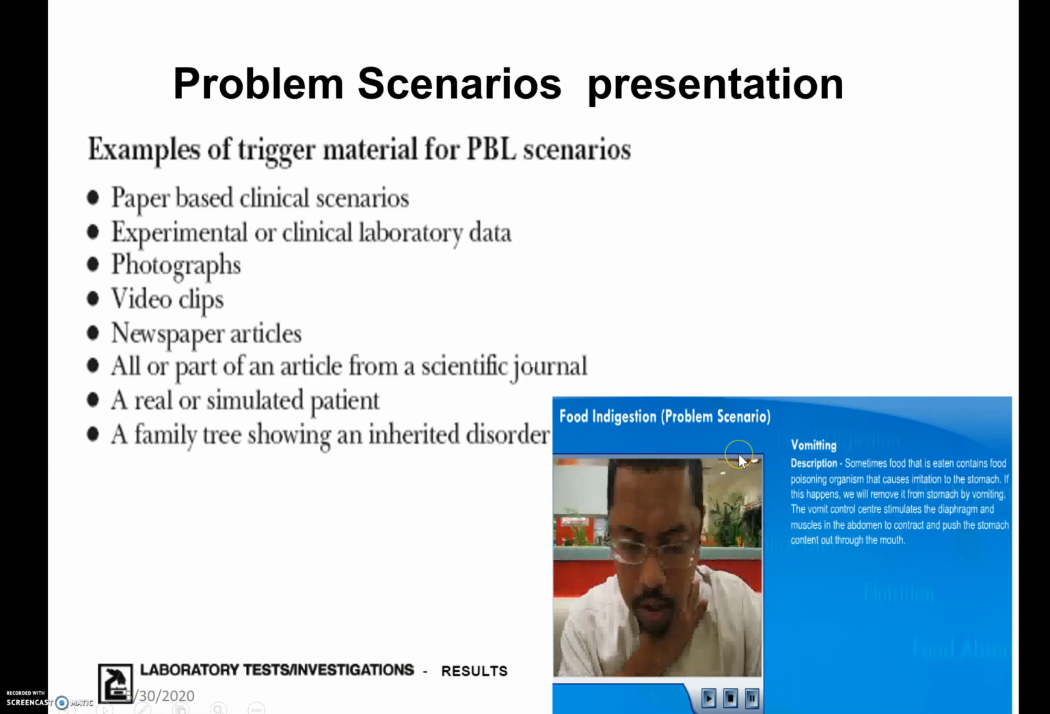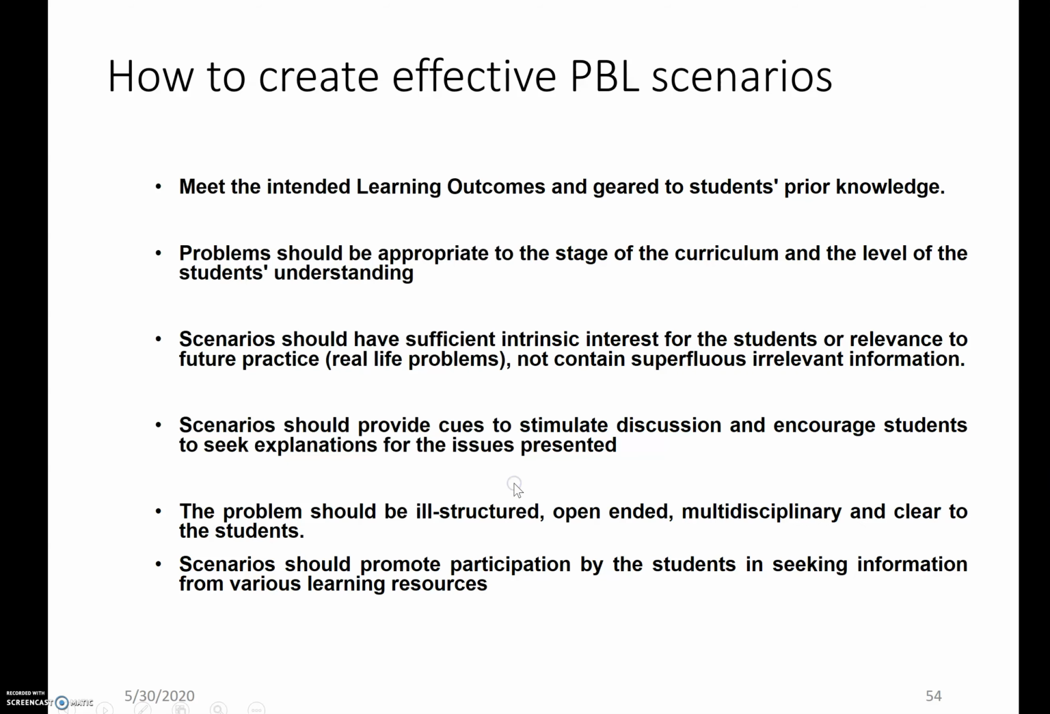For example, like this one, food indigestion. I used this during my study to teach about the digestion process. This video shows a person vomiting in a McDonald's. This could create some questions. Maybe some students will say this is because of a diarrhea problem, or because of choking. This could be something to start off their discussion.